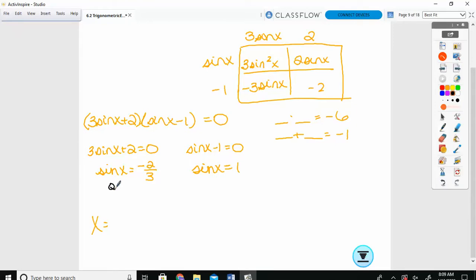If sine is negative, which quadrants can we be in? 3 and 4. Then we need our reference angle. Do we know when sine is 2/3? No, that is not one from our circle. So we're going to have to go to our calculator. So make sure you are in radian mode. And you will have to type in sine inverse, so second sine, of +2/3.